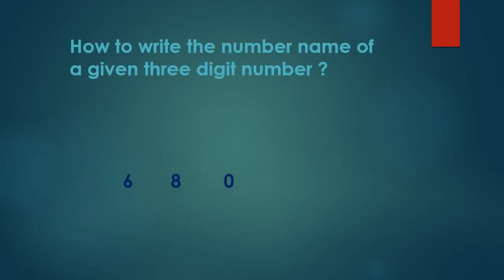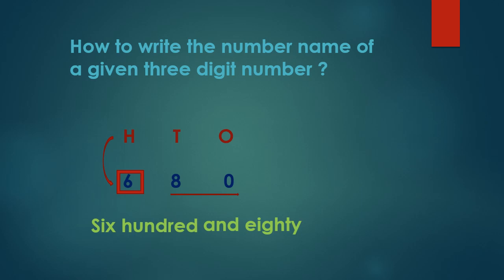Now see the next numeral. Again, first write the place value of each digit on the top of the number: ones, tens, hundreds. Now how will you write the number name? Starting from the hundreds place, see the number at the hundreds place, that is 6. Now write 6, then its place hundred, followed by the next two digits, that is 80. So the number name will be 680.